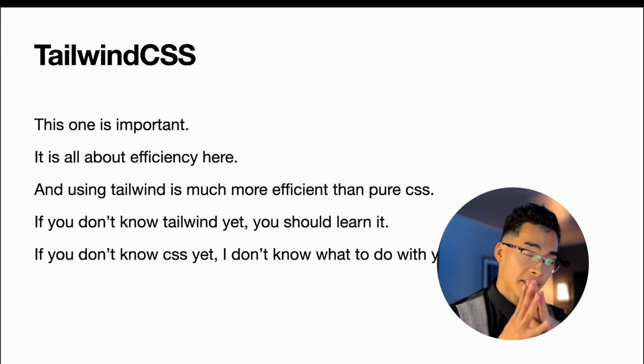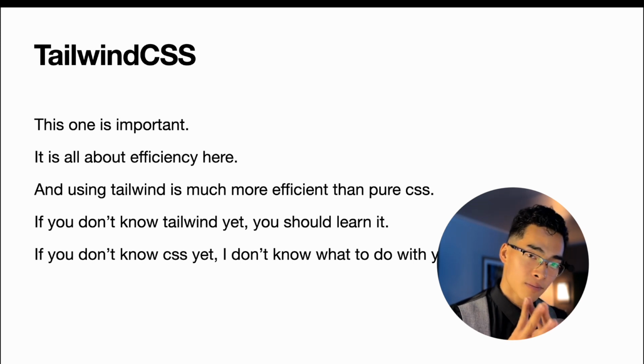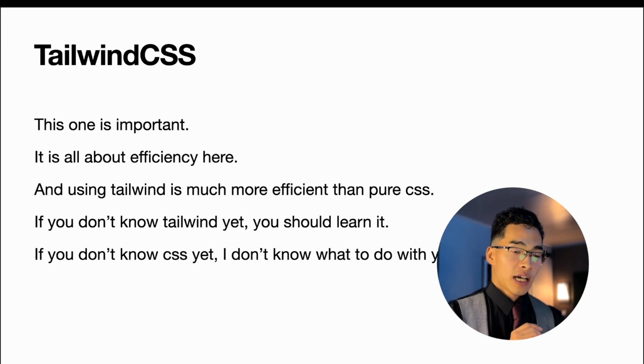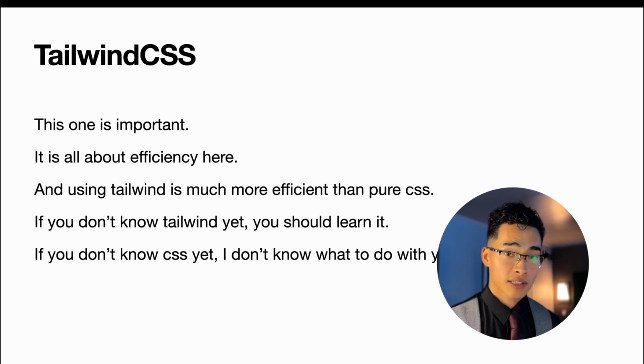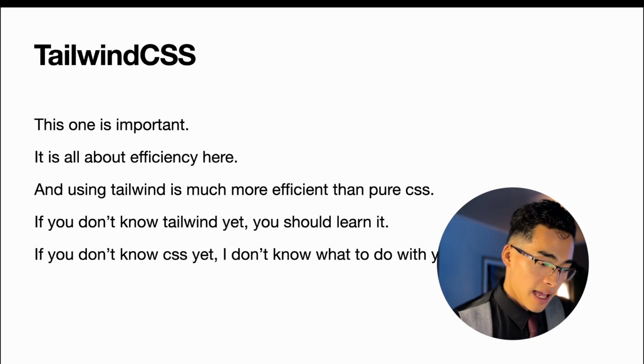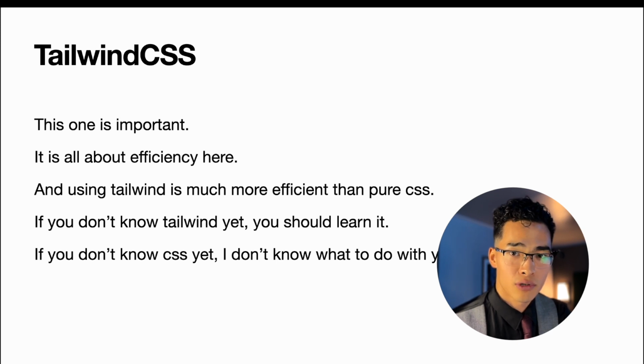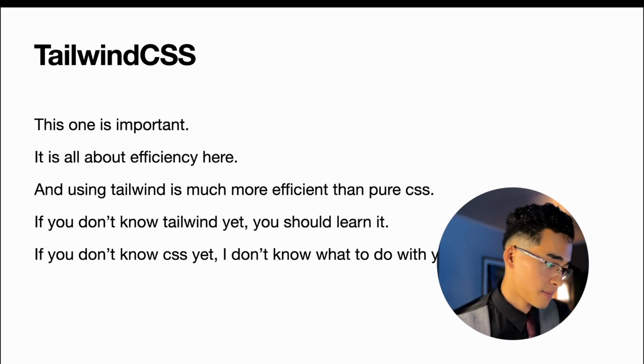Okay, the next thing is Tailwind CSS. This one is important. Again, it's all about efficiency here. Writing CSS styles for every fucking thing is going to take a long time. Unless you're learning CSS, don't fucking do that. Just use Tailwind. It exists for a reason. It's all about efficiency. If you can make your website fast, you're going to be better off than learning more. So use Tailwind.